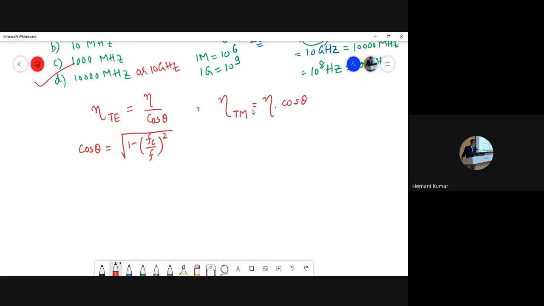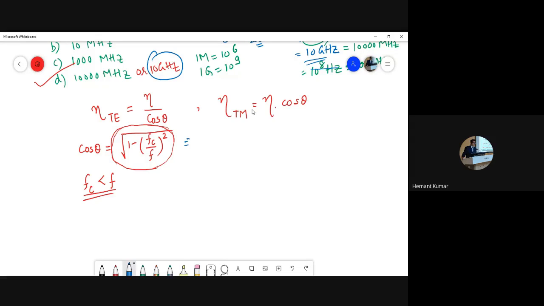For propagation, fc should always be less than f, because if fc is greater than f, this factor will become imaginary. Fc should always be less than f, then the wave will be able to propagate. In the above question, we have calculated fc as 10 gigahertz.